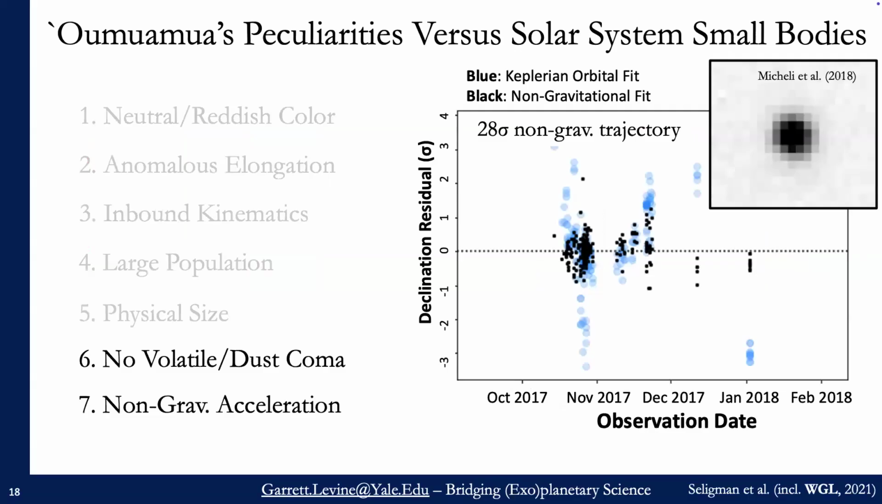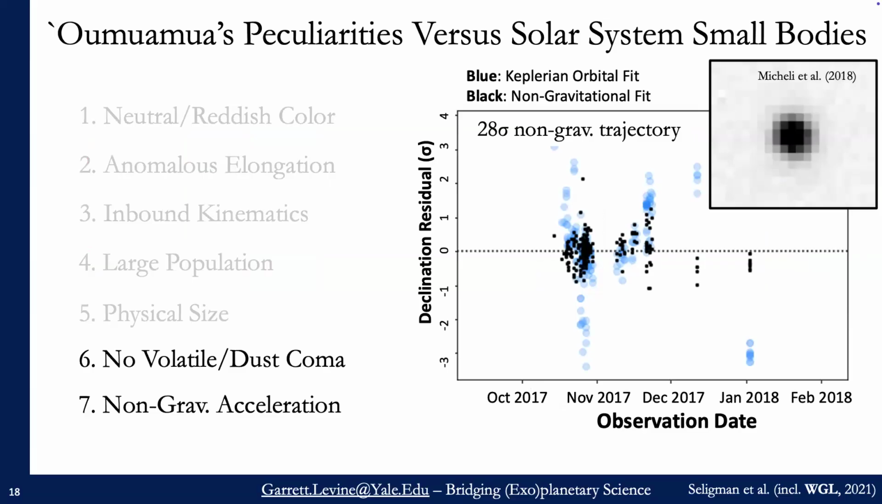Now, the properties that most galvanized the community and led to some of these very exotic hypotheses on Oumuamua was the fact that it looked like an asteroid, but it moved like a comet. It didn't have a detectable coma, but it accelerated non-gravitationally as though there were something outgassing. The direction was consistent with some outgassing that was occurring.